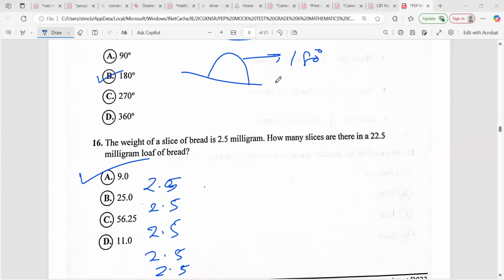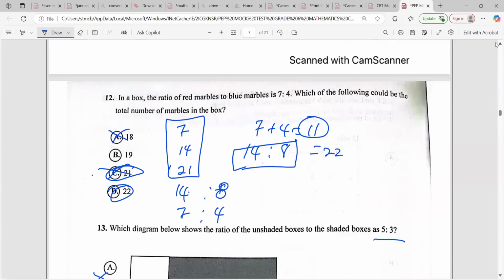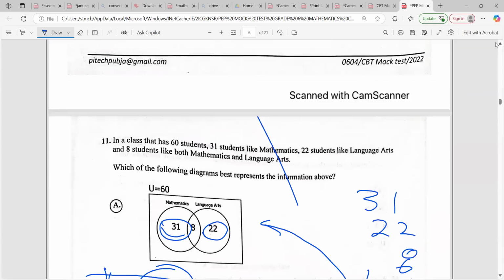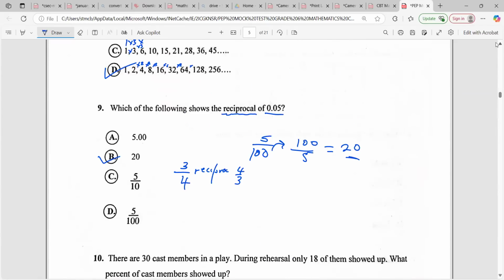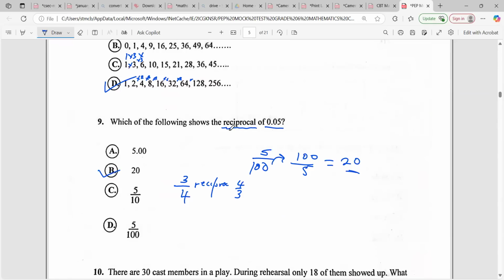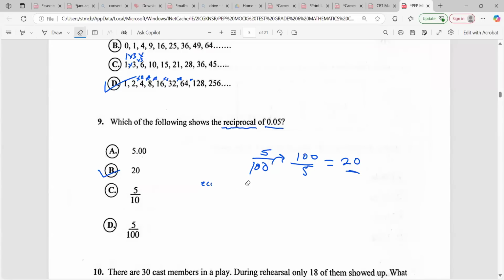Sir, excuse me, what about number 9? We can't do it, we'll have to go to number 9 next time. B, sir. Which one of the following shows the reciprocal? All right, so guys, just come off of it. Bye, sir. Bye, take care.